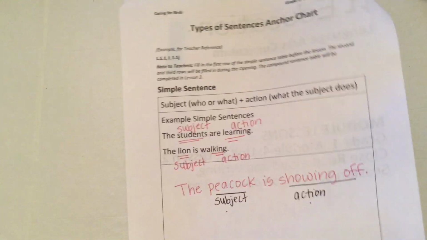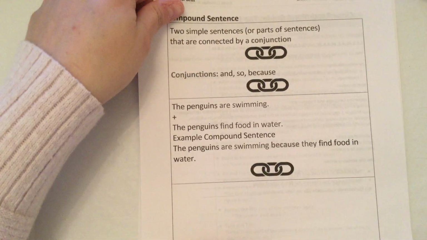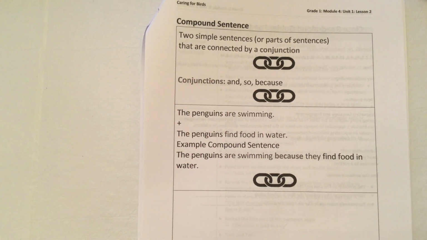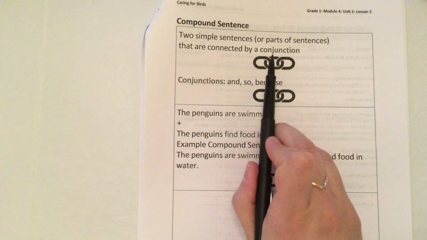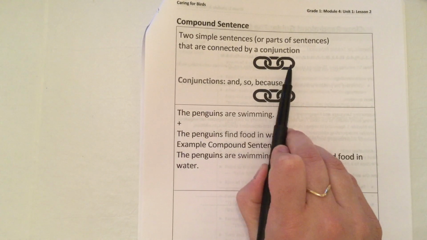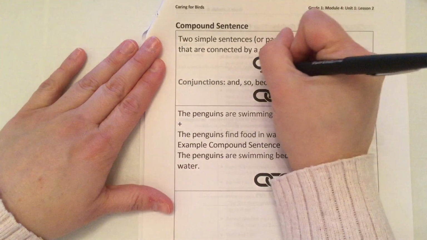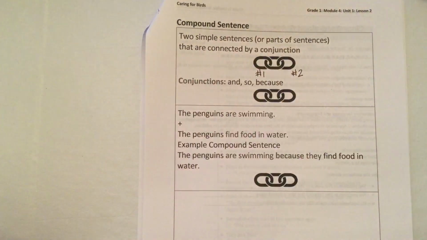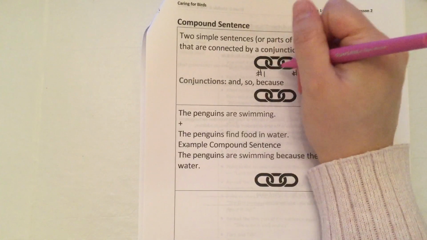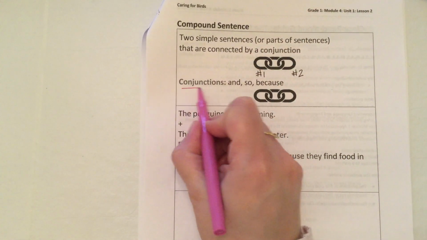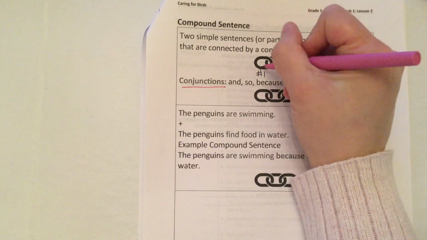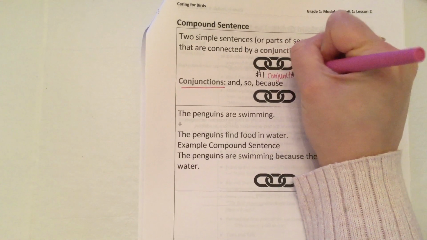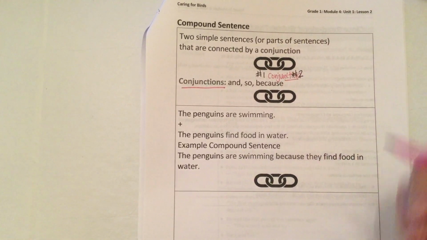Okay, let's talk about a compound sentence. So a compound sentence is two or more simple sentences. So they use these pictures of chains. This is simple sentence number 1. This one is simple sentence number 2. And the thing that connects them is called a conjunction. So simple sentence 1 gets connected to simple sentence 2 through a conjunction.